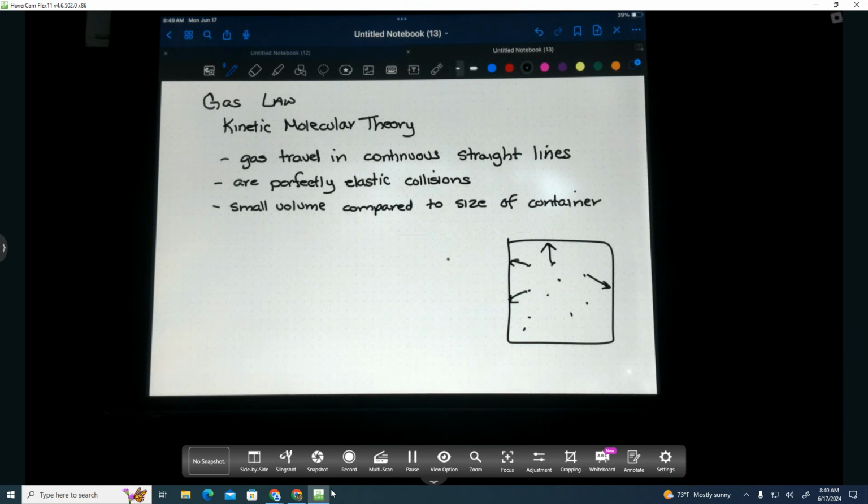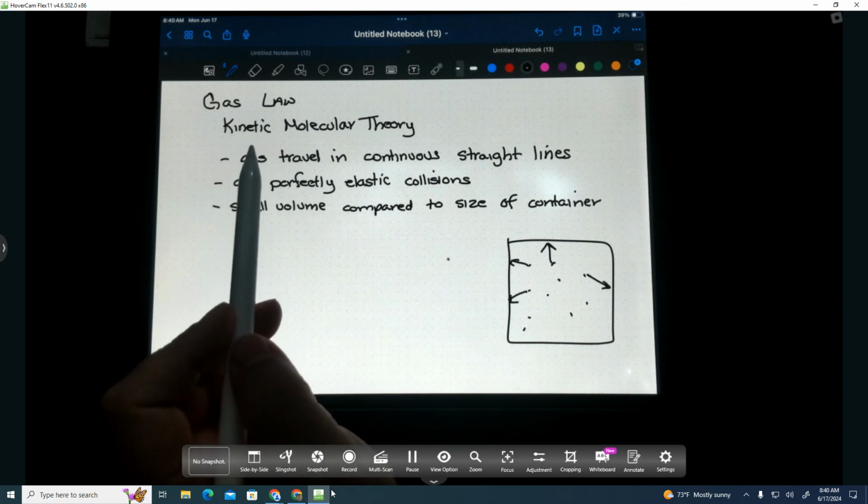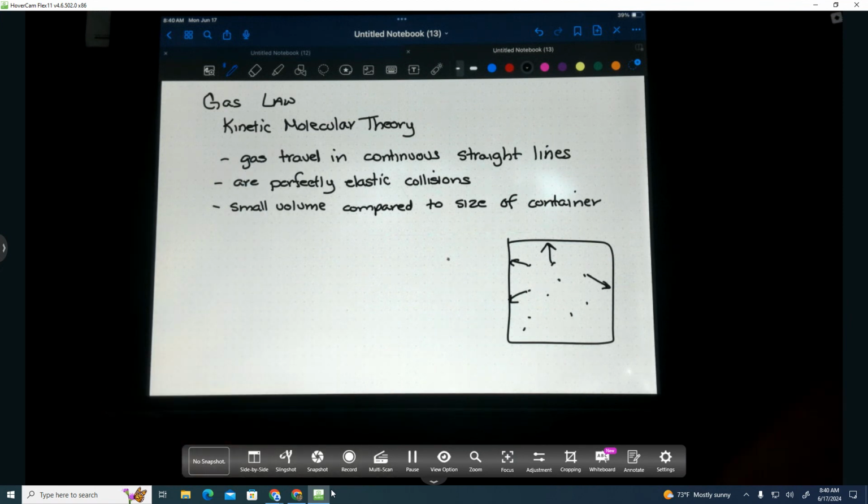The further the gas particles are away from each other, the more likely they're going to travel in continuous straight lines without hitting anything, because there's less things for them to hit. Does that make sense? Kind of, sort of? Anyway, bottom line. We want gases to behave ideally, perfectly. When those gases are behaving perfectly, we have to have very high temperatures and very low pressures.